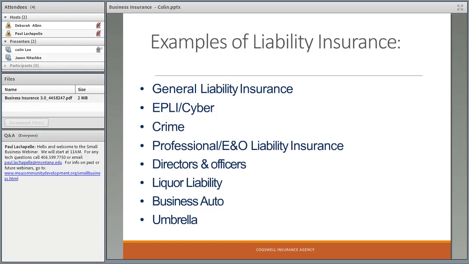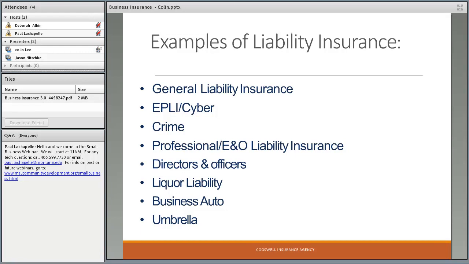And then we talked a little bit about professional E&O. That's in the event that you open your mouth, or you're a licensed professional. For example, insurance agents are all licensed. We all have E&O policies. Doctors and lawyers have E&O policies. Architects and engineers have E&O policies. So those are just some examples.